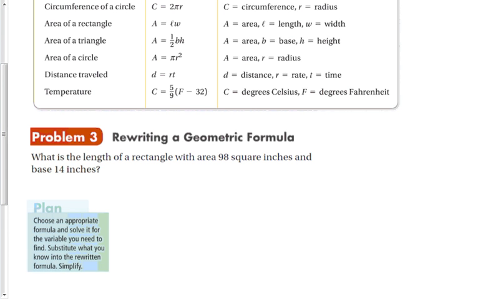So for this problem, we want to know the length of a rectangle with an area of 98 square inches and a base of 14. Well, the area of a rectangle equals length times width. And that looks like that, but we need the length. So I'm just going to change this so it gives me the length. Right now it's giving me the length times the width. And to do that, I just need to divide both sides by w.